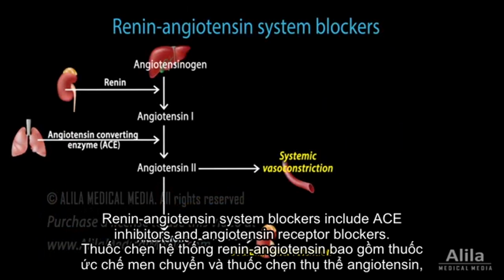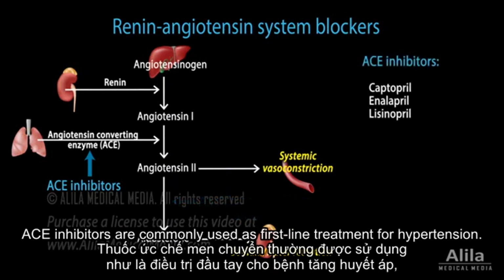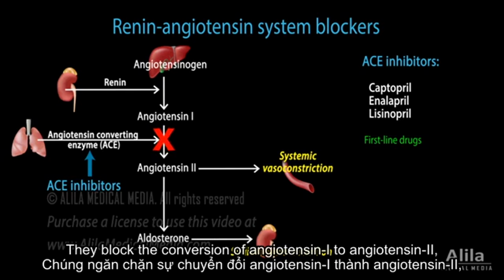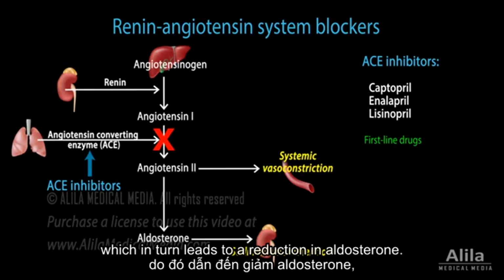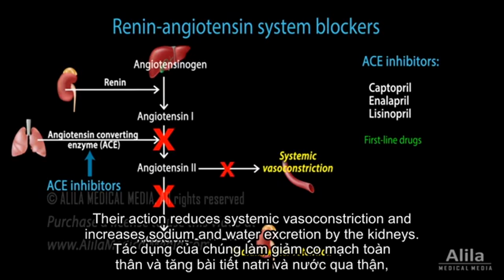Renin-angiotensin system blockers include ACE inhibitors and angiotensin receptor blockers. ACE inhibitors are commonly used as first-line treatment for hypertension. They block the conversion of angiotensin 1 to angiotensin 2, which in turn leads to a reduction in aldosterone. Their action reduces systemic vasoconstriction and increases sodium and water excretion by the kidneys.